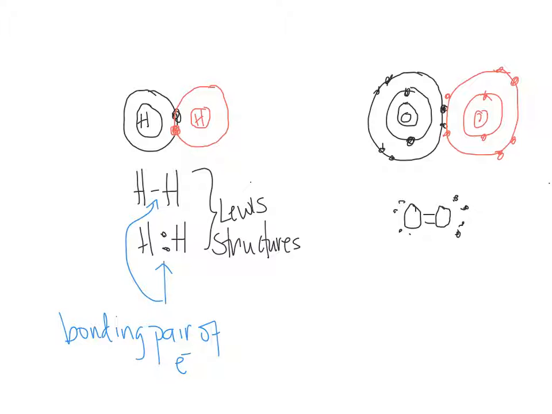Okay, we call this type of bond a double bond, whereas we call this one a single bond because double, there's 2 bonds. Single, there's 1. Triple, there's 3. Okay?